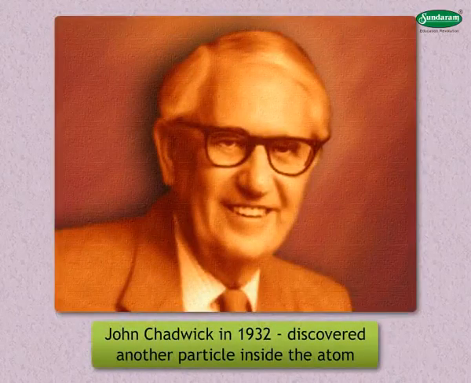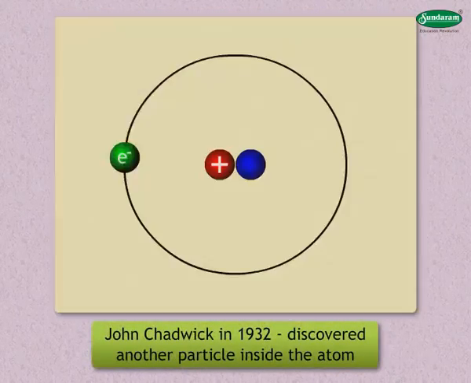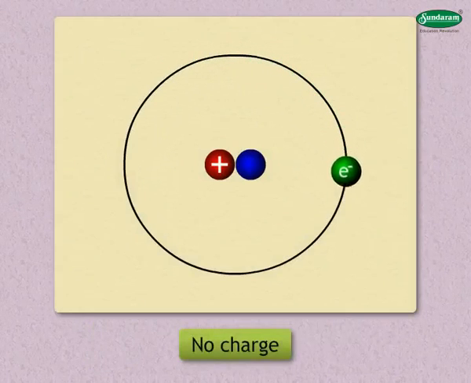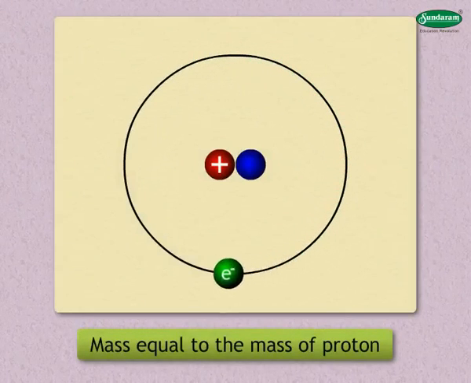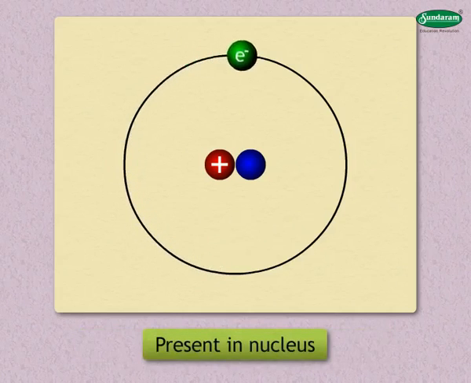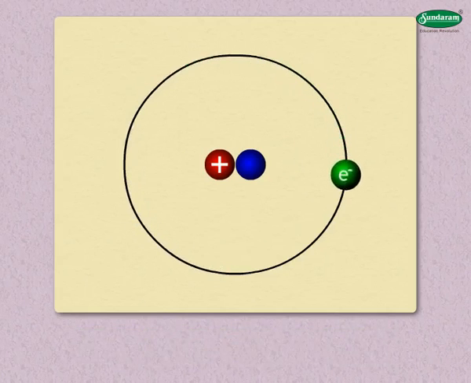Discovery of the neutron. John Chadwick in 1932 discovered another particle inside the atom. It had no charge and its mass was almost equal to the mass of the proton. It was present in the nucleus along with the proton. He named it the neutron.